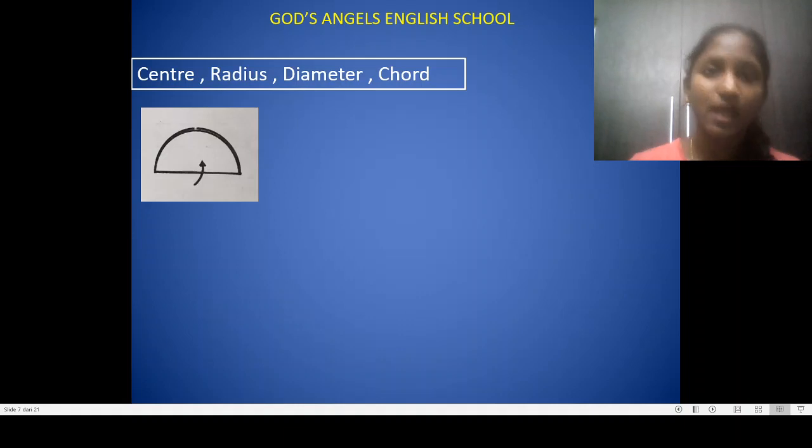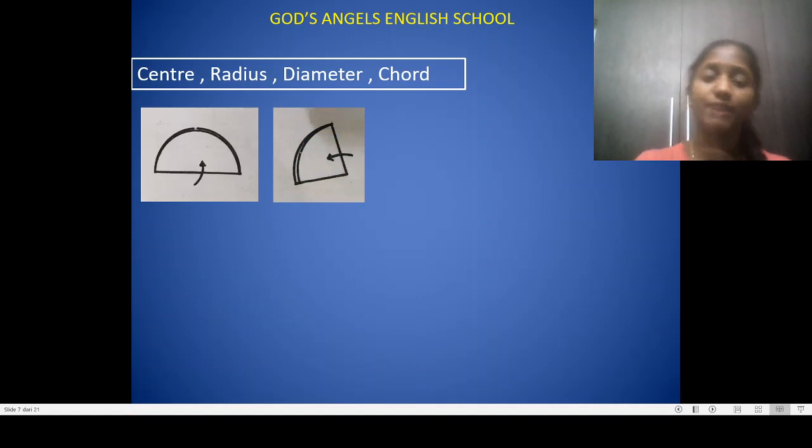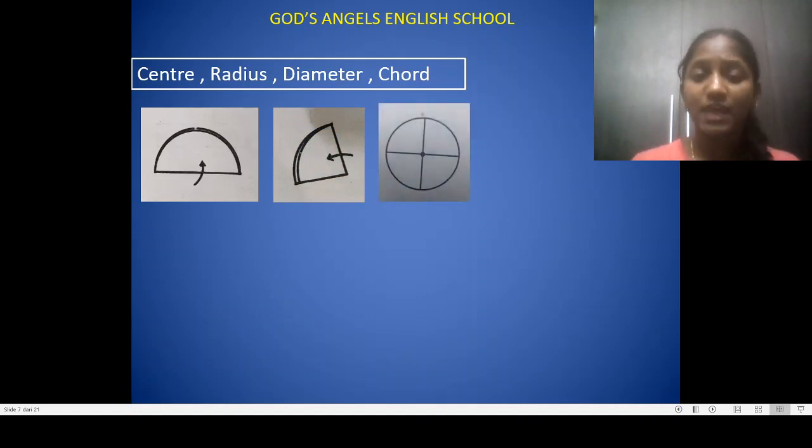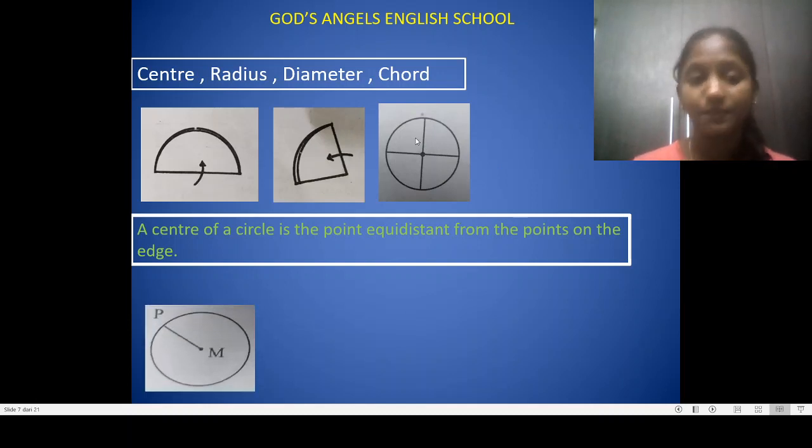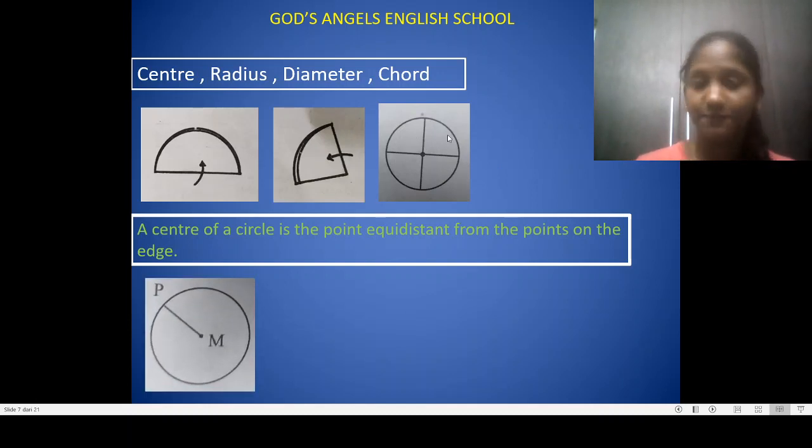Now I have again folded that paper and I have folded one more time. When I open that, I can see there is a dot. So that is the center. The center of a circle is the point equidistant from the points on the edge. It is equidistant from all the sides. If I erase these three lines, only this line is left. So that line is called a radius.